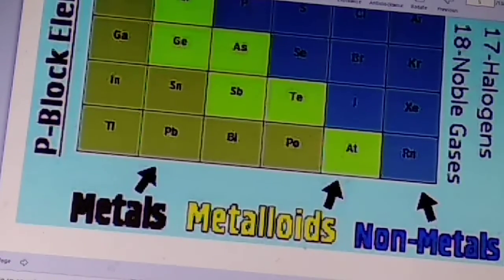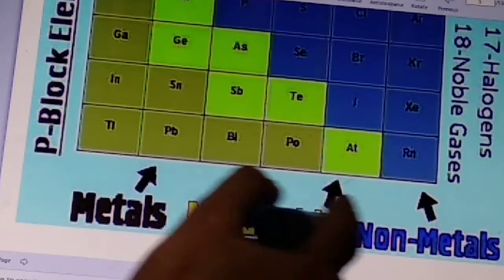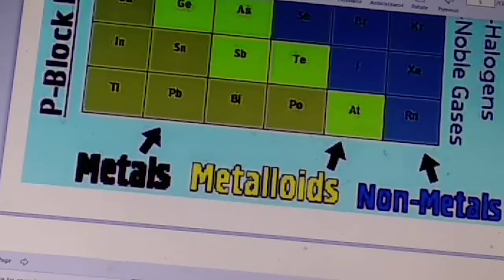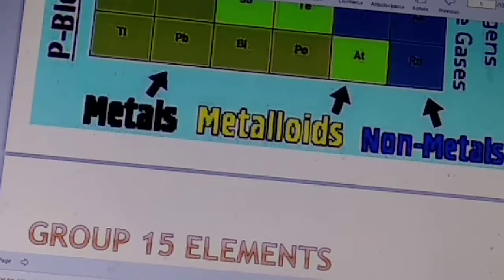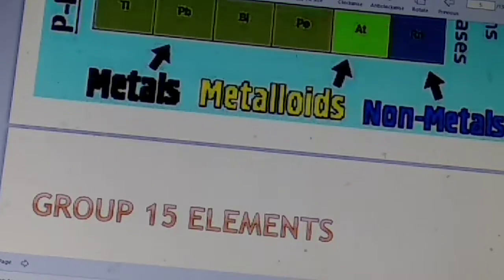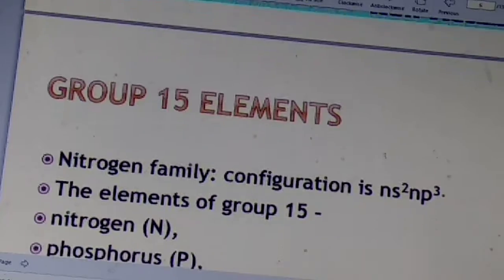So one question arises: in which block of the periodic table do we find metals, metalloids and non-metals? The answer is the p-block elements. My dear children, this is a very important chapter, and maximum questions come from it. In this chapter, reasoning questions come often.